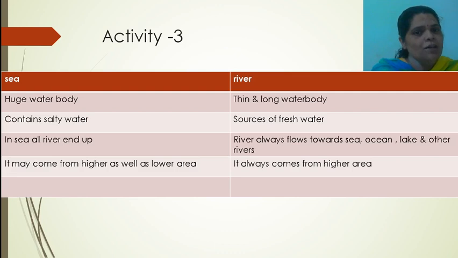In the sea all the rivers end up. All the rivers mix with the sea. A river always flows towards the sea, ocean, lake and other rivers. It may come from a higher as well as a lower area, but a river is always coming from a higher area, from the mountain foot. So these are the points I have given you. You have to write it in proper sentences.